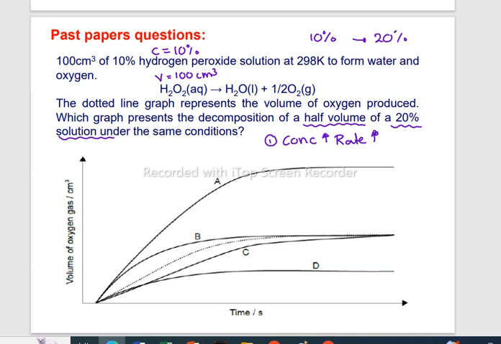Concentration increases due to having higher percentage by mass, so more amount of hydrogen peroxide. Now, is the hydrogen peroxide limiting or excess? We will consider this in the second question. So for the first question, concentration increases, rate increases. I need to have it steeper. So I'm not going to choose either C or D. So I have now two different options. Now we will go through the second question.